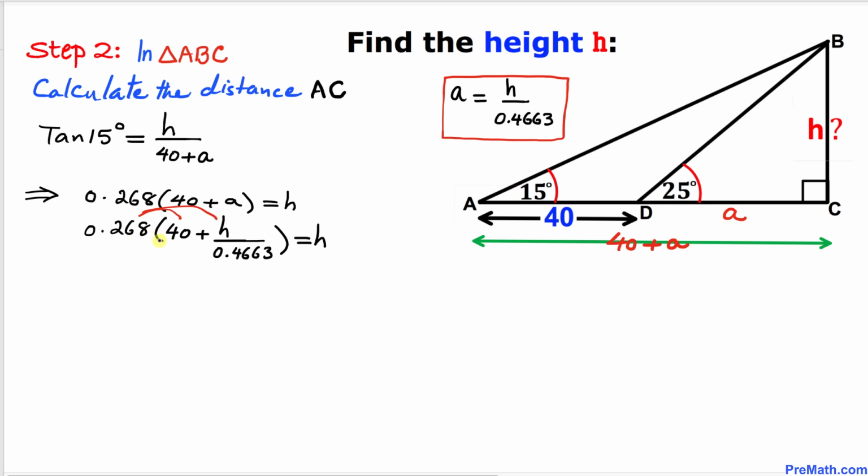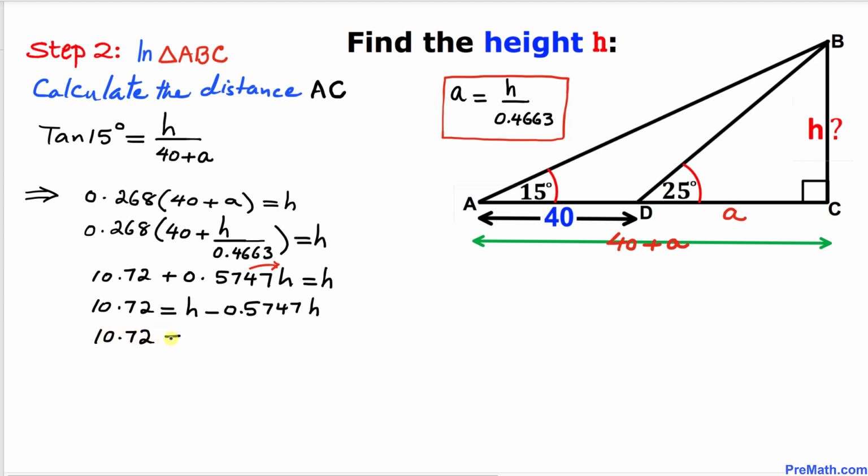Now let's distribute this value. If we multiply this, that is going to give us 10.72 plus, when we multiply this second term with this one, 0.5747 H, equal to H. Now let's move this quantity to the right hand side. So we got 10.72 equals H minus 0.5747 H.